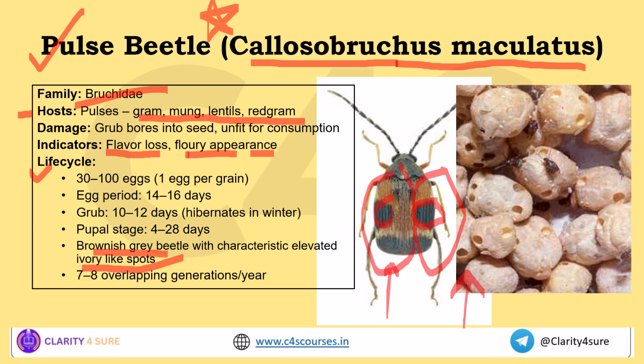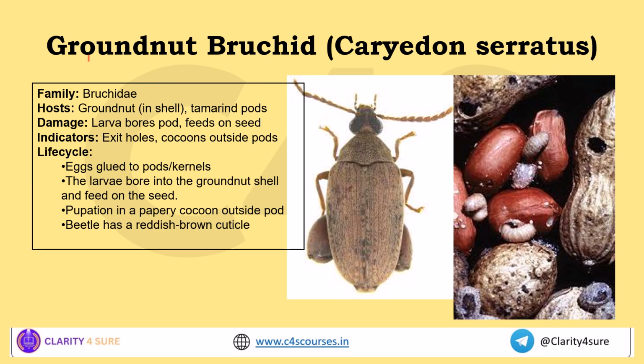And again, these beetles complete their generations annually. They can complete 7 to 8 generations per year, causing 100% damage in just 5 to 6 months. Okay. So the last pest of today's session is Groundnut Bruchid, which is Caryedon serratus.